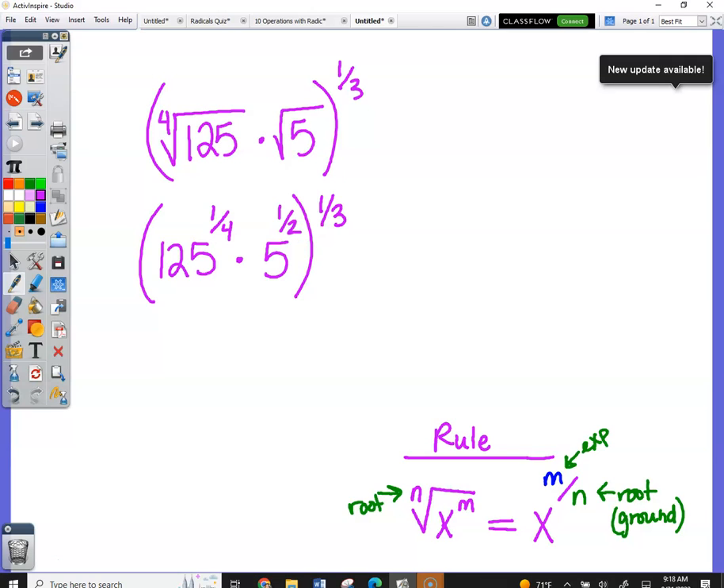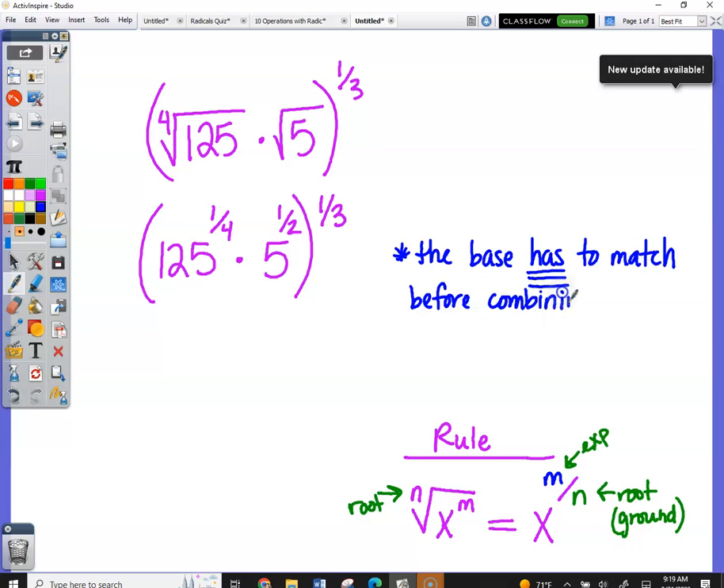Now, properties of exponents. In order to combine exponential expressions, what has to match? Starts with a B. The base has to match. I want to make a note. The base has to match before combining. When I say combining, I mean before being able to write it as just one thing raised to a power. Base has to match.